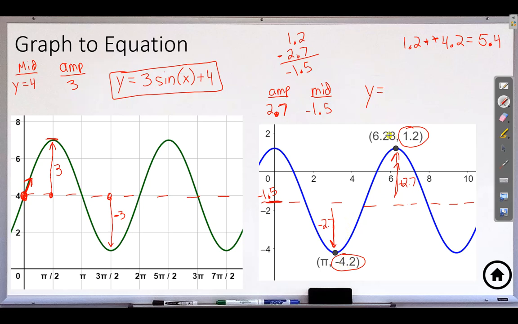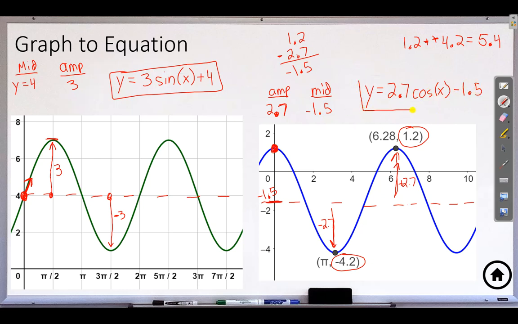So y equals, our amplitude is 2.7. Now, is this sine or cosine? That's the next thing we want to ask ourselves. If we take a look at our midline, the starting point is now way up here at the top. Because that's our starting point, that is cosine. Cosine starts on top. And then our midline is negative 1.5.